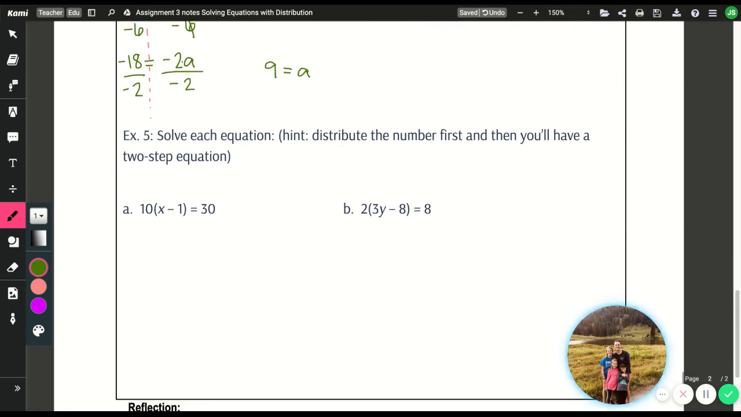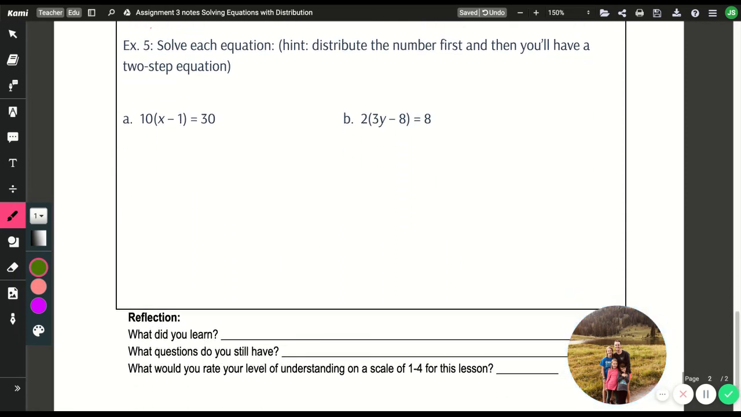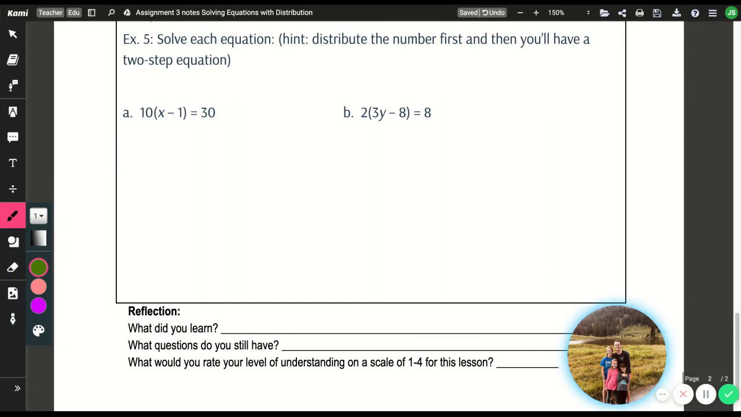Okay, here's our last example. We have 2 of them, but it's our last example. So we're going to combine those two things now, the distribution that we did at the beginning with the solving that we just did in example 4. So you just combine those two things.